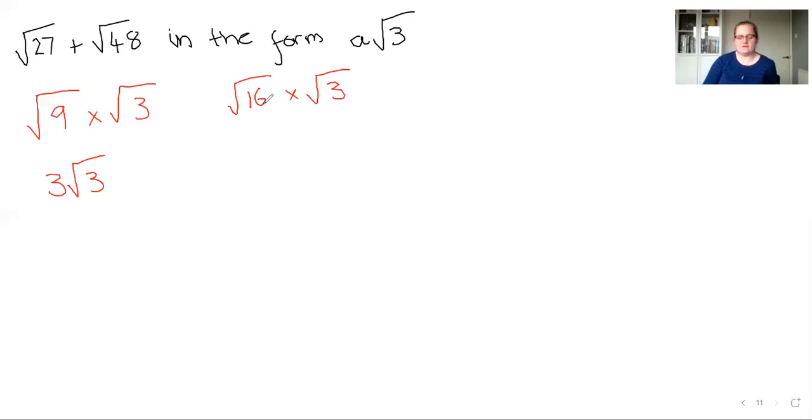We can simplify root 16 down to 4. Can't simplify root 3, so we've got 4 root 3. Oh, and look, we've got this equation now where we've got both of our base numbers exactly the same, so we can just add them together. So to simplify it, we've got 3 lots of root 3 and 4 lots of root 3, so together we would have 7 root 3.